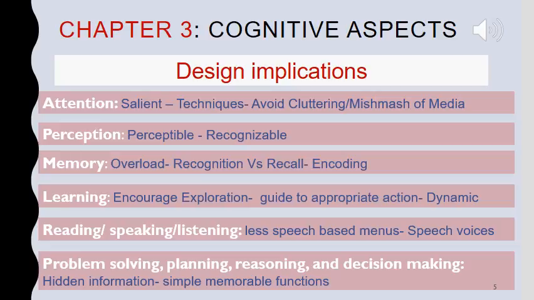And the learning has to be dynamic, so it links concrete representations and abstract concepts to facilitate the learning of complex material. As for reading, speaking, and listening, we have to keep the length of speech-based menus and instructions to a minimum and accentuate the intonation of artificially generated speech voices, as they are harder to understand than human voices. Regarding problem solving, planning, reasoning, and decision making, we have to provide additional hidden information that is easy to access for users who wish to understand more about how to carry out an activity more effectively. We have to use simple and memorable functions at the interface for computational aids intended to support rapid decision making and planning that takes place while on the move.